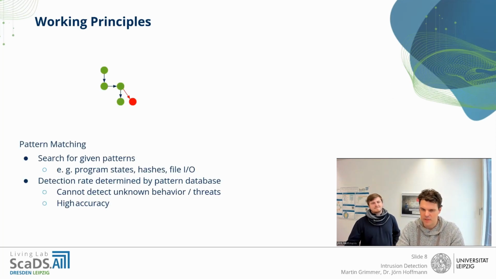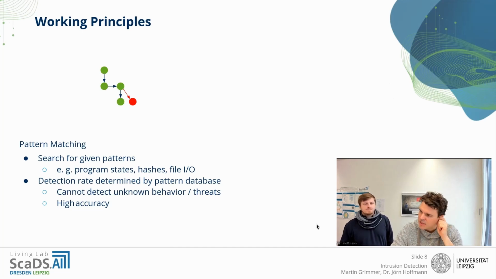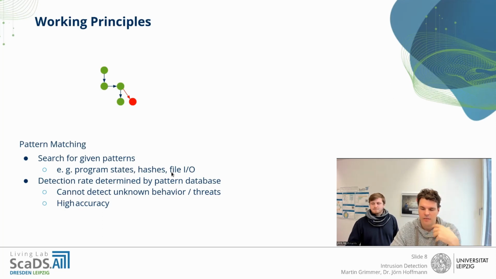The first principle is simple pattern matching. We search for a given pattern which is in a database, like a virus scanner, for example. For program states, open, close, hashes of memory, or in our case, system call parameters, or file I/O patterns, like read, close, open in this sequence. And our detection rate in the pattern matching case is determined by the patterns given by the database.